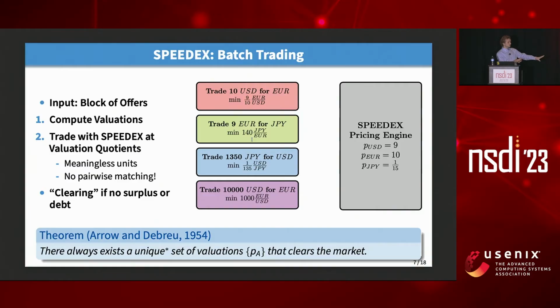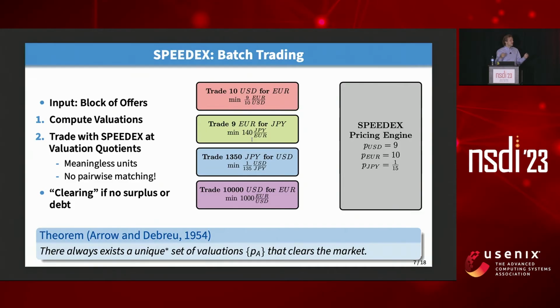So I want you to throw away your intuitions about how order matching works in a traditional context. We're going to do it a little bit differently. So what are we going to do? First, SpeedEX takes in a batch of offers to trade. And then it looks at the entire list of all the offers that it has, and it sits there and thinks for a while. And after a while, it comes up with a valuation for every asset.